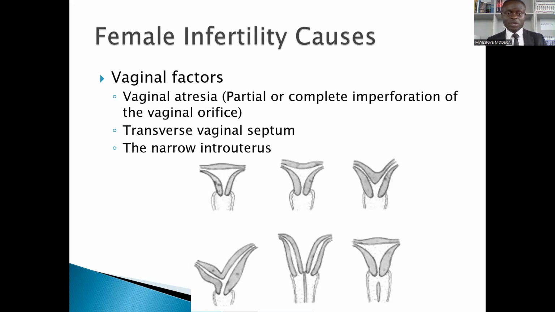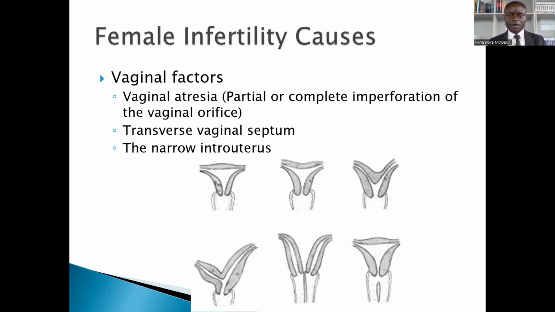There is also a problem of transverse vaginal septum. And here the vagina is divided into two septa or even several. So those different septa will block the sperm from being deposited to meet the cervix, because it is partitioned, and hence infertility.